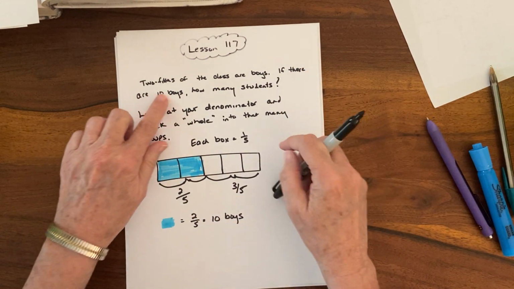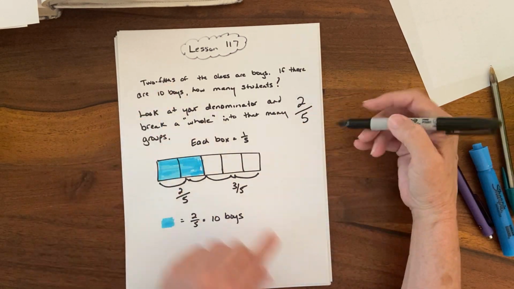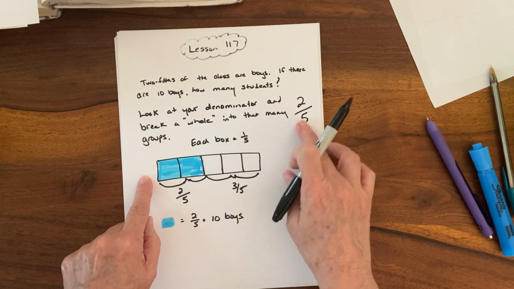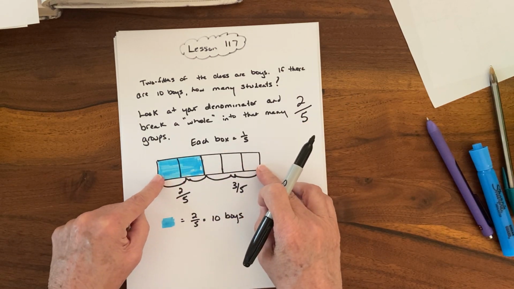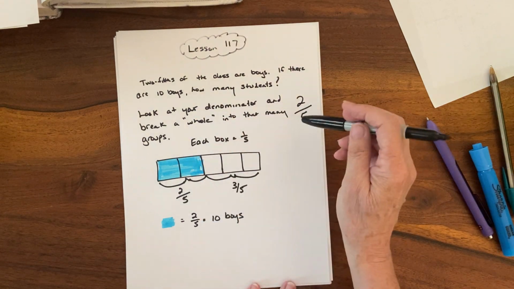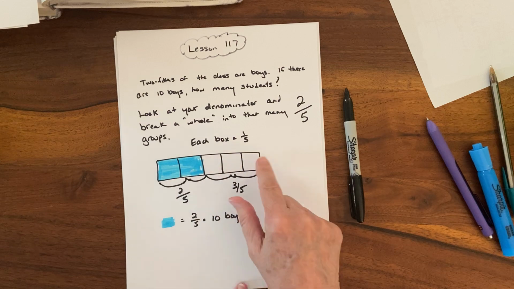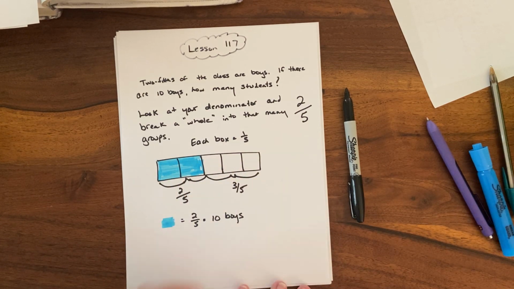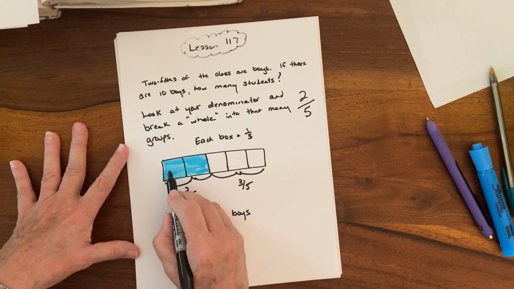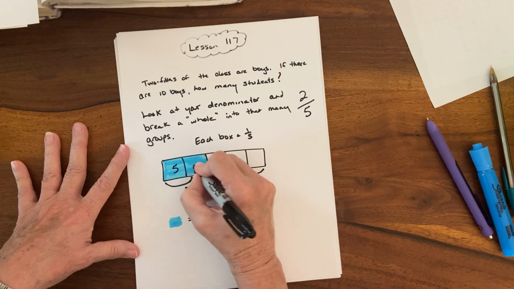So what you want to do is look at your denominator. If you have 2/5, you're going to take a whole bar and break it into 5 groups. Okay, so I've broken my bar into 5 groups. They told me that 2/5 are boys, so I know that 2 of those 5 boxes are boys. And I know that there are 10 boys. So if those 2 together are 10, how many go in each box?